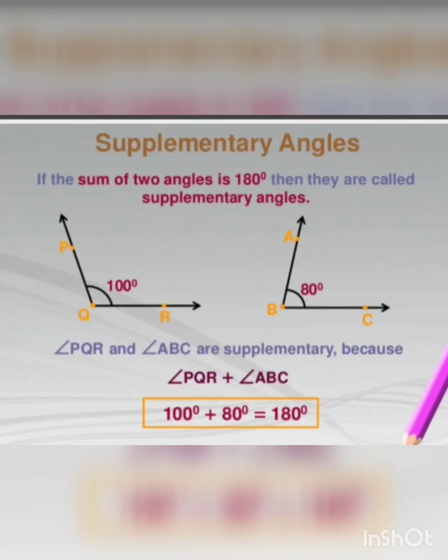Supplementary angles. If the sum of two angles is 180 degrees, then they are called supplementary angles. The same here also children, we have angle PQR and angle ABC. Angle PQR is 100 and angle ABC is equal to 80. So if you do the sum of them, that is 100 plus 80, you are going to get 180. So children, here you can say that they are supplementary angles. Angle PQR and angle ABC are supplementary angles.